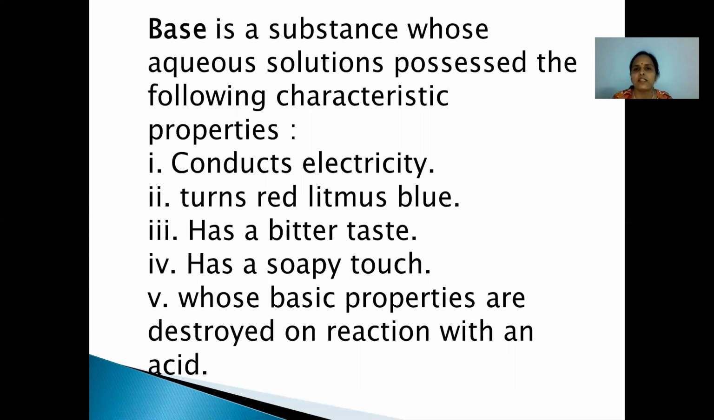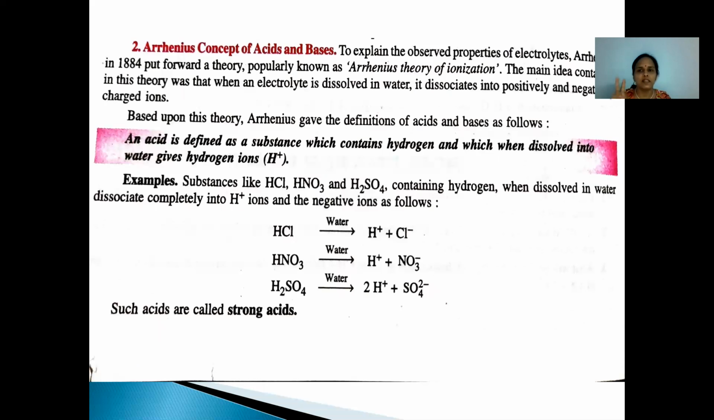The classical concept of a base is a substance whose aqueous solutions possess the following characteristic properties. It conducts electricity, turns red litmus blue, has a bitter taste, has a soapy touch, and its basic properties are destroyed on reaction with an acid. So this is the classical concept of an acid and a base. The second concept is the Arrhenius concept of acids and bases.